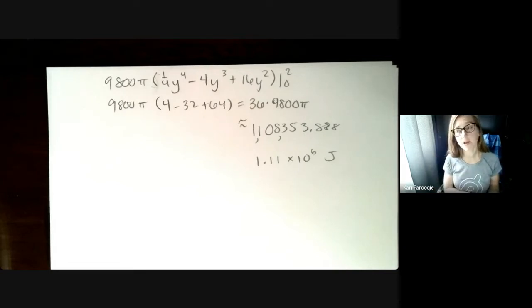But like I said, I'm not going to force you on the test to do any volume problems using a specific method. So if you want to use the shell method, or you want to use discs and washers, it's up to you. But you'll find that when you go to solve these problems on the test, they usually lend themselves to one method over another. But absolutely, you can pick.